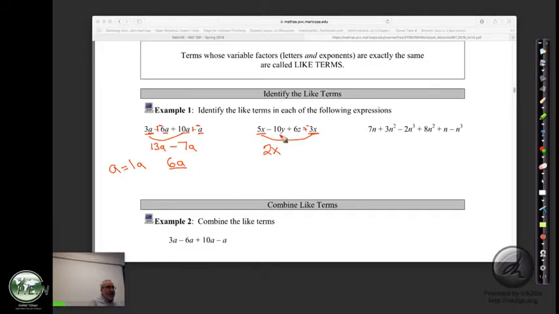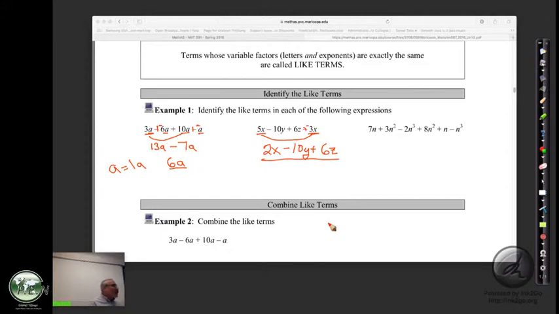2x. But we can't do anything with the 10y, so we just write it down. Can't do anything with the 6z because we don't have any like terms to combine it with. So we just write it down. That's our final answer.